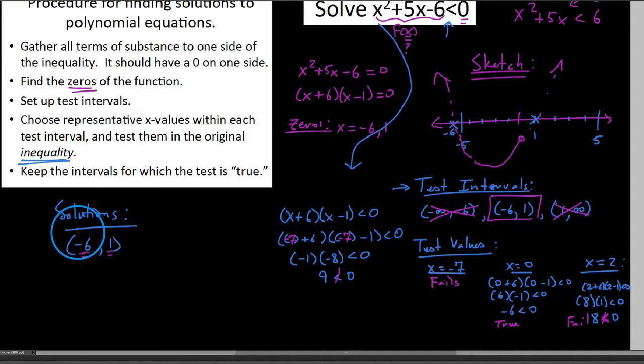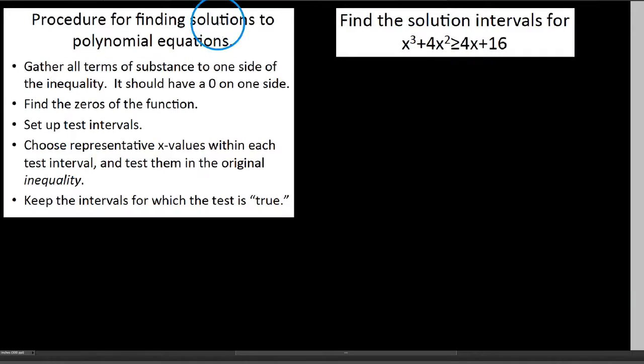Okay, so what I want to do is I want to try this again, looking at this polynomial inequality right here. And we'll just go through our steps as we did in the last one. So the first step is make sure that we get a 0 on one side. And certainly it's easier to put these over here on the left. So we're just going to move these back over. x cubed plus 4x squared minus 4x minus 16. And in this case, this would be greater than or equal to 0.